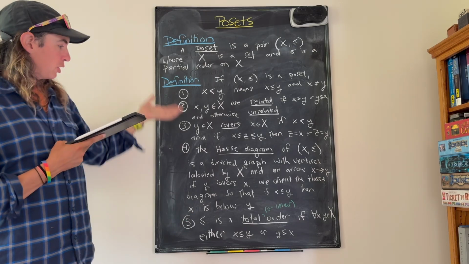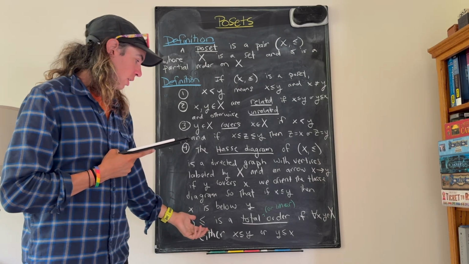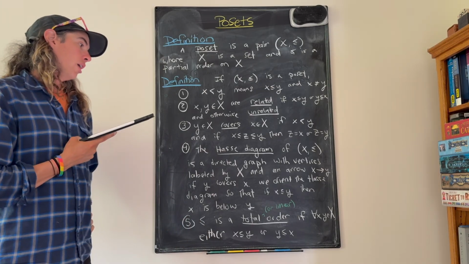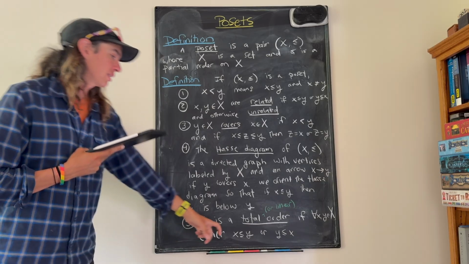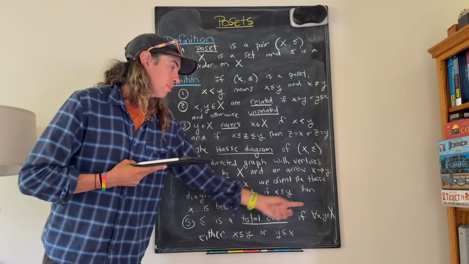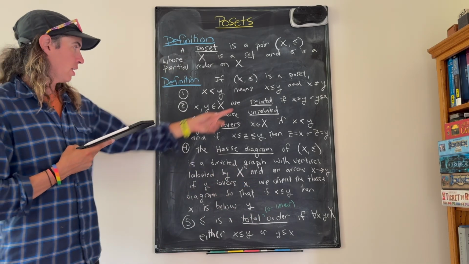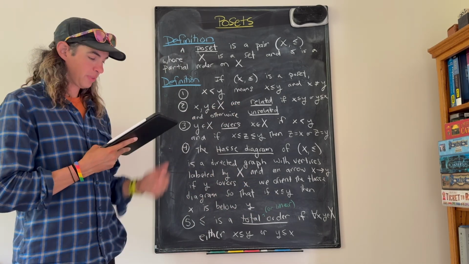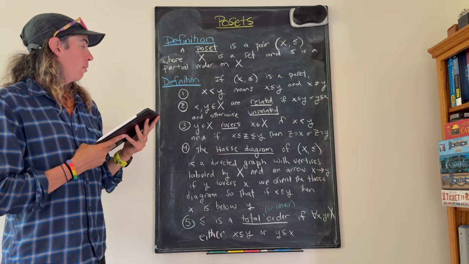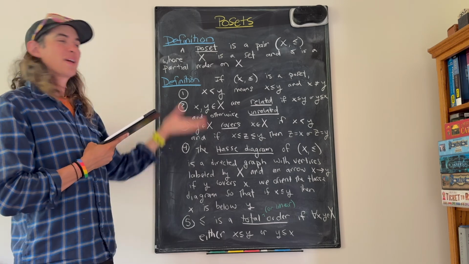And then finally, as I mentioned above, less than or equal to is called a total order, or sometimes a linear order, if for all x and y, either x is less than or equal to y or y is less than or equal to x. So this says that any two elements must be related to each other. Okay, so next we're going to see an example of all of these many, many definitions.